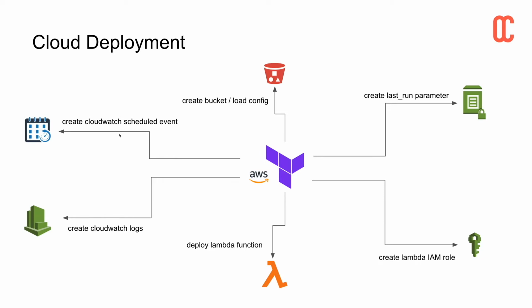Then we create a value in parameter store, and that value is used by the application to determine if there are any changes of the CI/CD config since we last ran the application. And then we create an IAM role for the Lambda function.